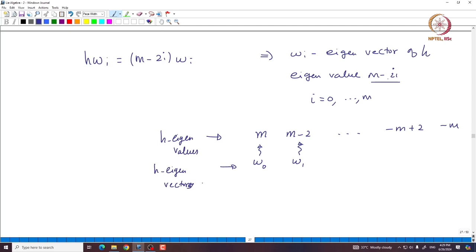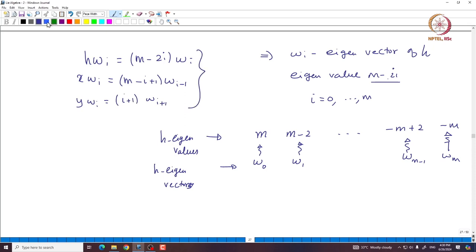Since all these eigenvalues are distinct, we can easily see that all the eigenspaces are one dimensional subspaces of this S_m. So this corresponds to w_0, this corresponds to w_1, and so on up to w_m. Now, how can the action of x and y be understood? x w_i gives us (m - i + 1) times w_{i-1}. Similarly, y w_i gives me (i + 1) times w_{i+1}.